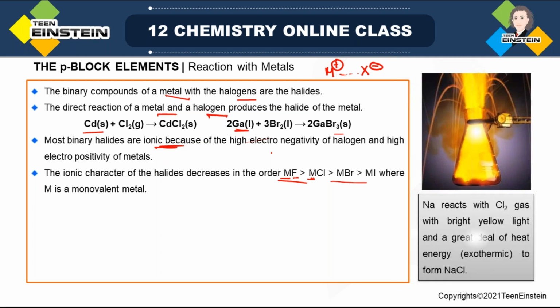Here we have one picture when sodium reacts with chlorine gas, and the reaction occurs very vigorously, because sodium has one extra electron. If it can lose this electron, it will achieve noble gas configuration. Similarly, if chlorine can accept one electron, it will achieve the noble gas configuration. So sodium will donate an electron and chlorine will accept it, and this reaction is highly explosive. Bright yellow light is generated and a great deal of energy is liberated, because this is exothermic in nature.